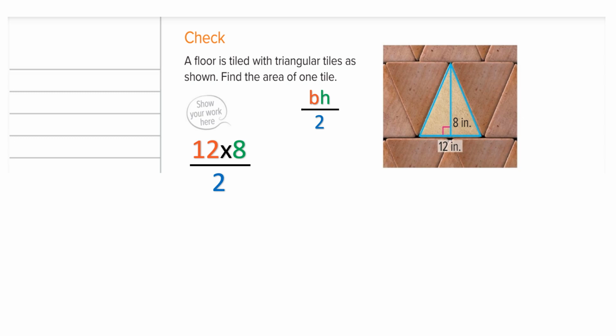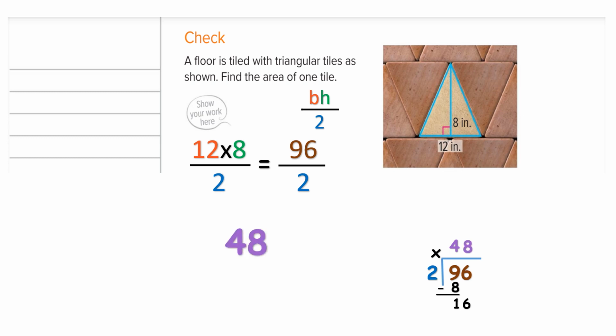So hopefully you just plugged in the information, 12 times 8 divided by 2, and 12 times 8 is 96. So 96 divided by 2 is going to give me, 2 goes into 9 4 times, which is 8, remainder of 1, and I bring down my 6, and 2 goes into 16 8 times, and therefore my answer is 48.